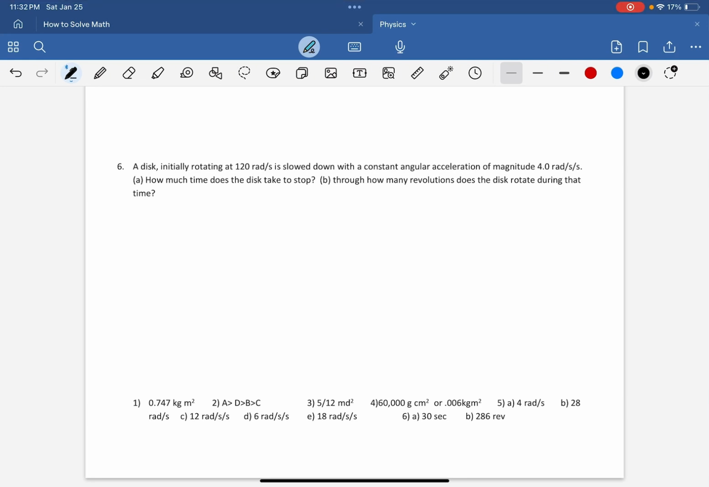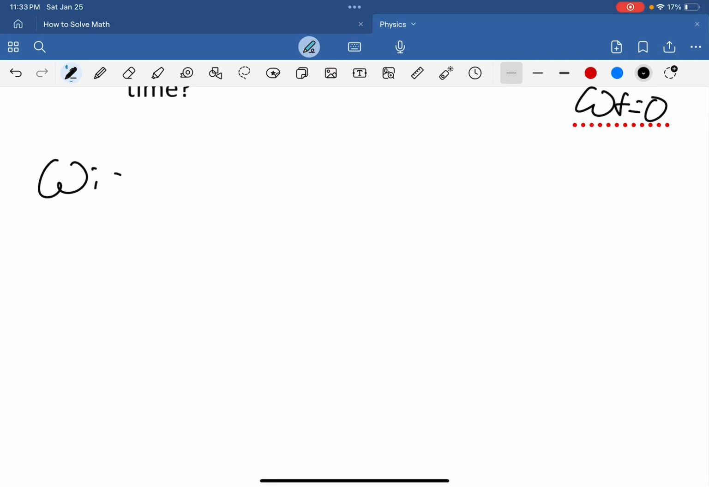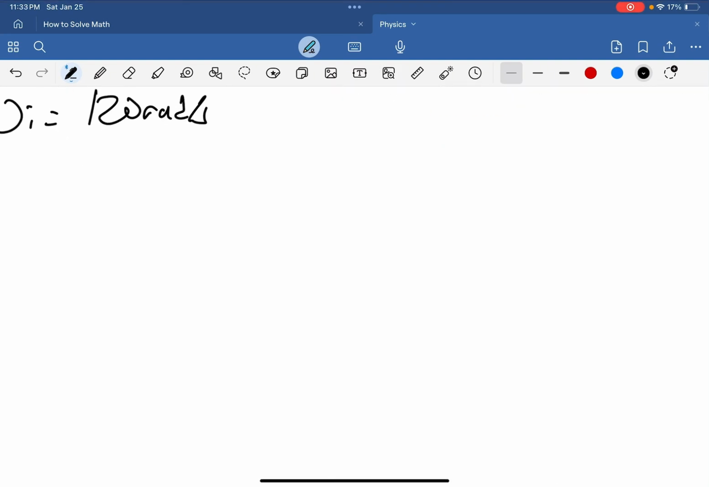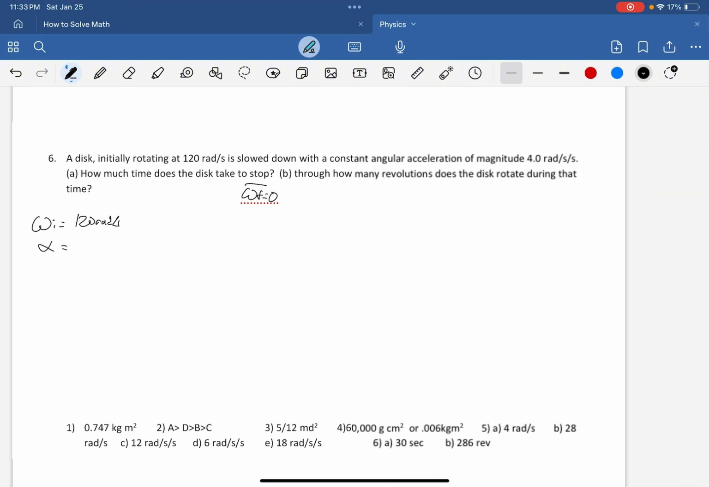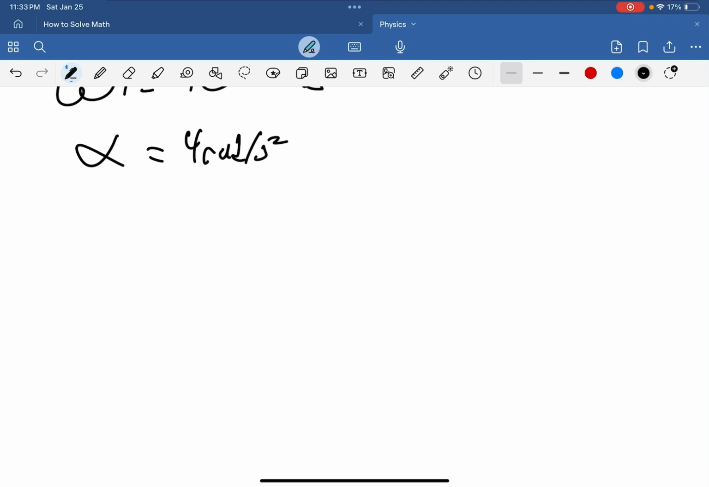Okay. A disk initially rotating at 120 radians per second is slowed down with a constant angular acceleration of magnitude 4 radians per second squared. Constant is a big keyword right there. So omega F is equal to 0. Omega I is equal to 120 radians per second. Alpha, we said, was 4 radians per second squared. Omega F is equal to 0.